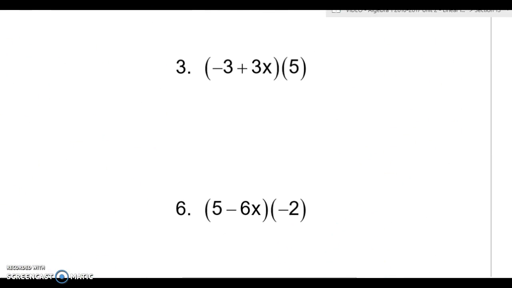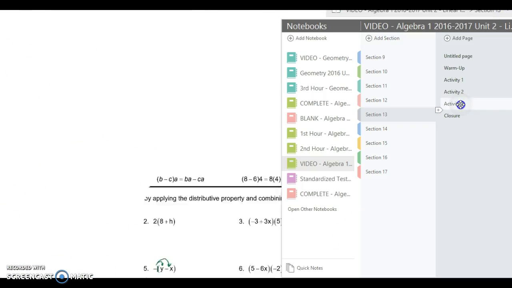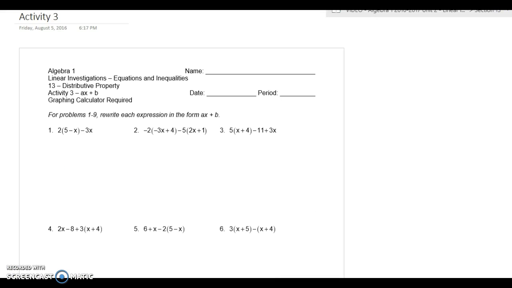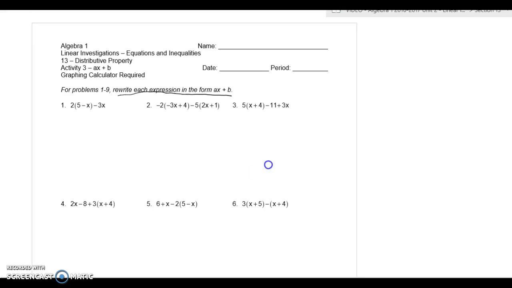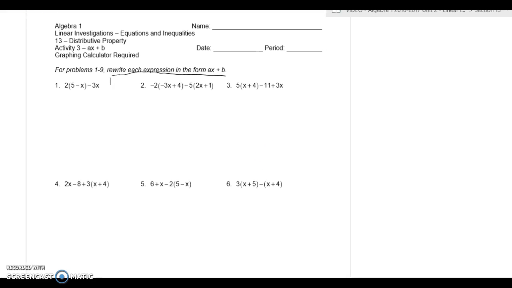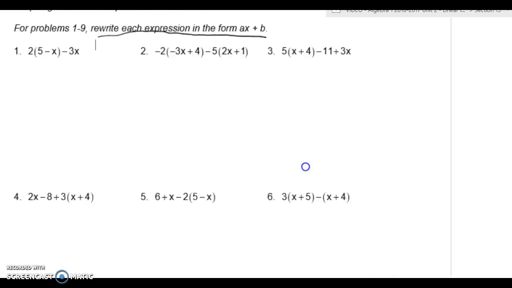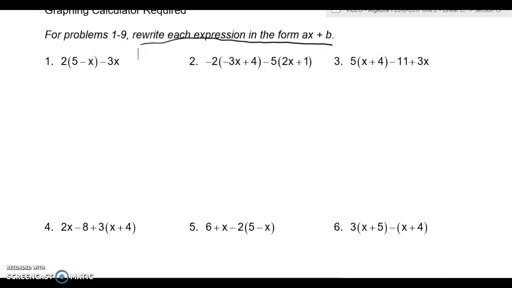So in activity 3, we're going to be doing much of the same thing, except one little extra piece: rewrite the expression in the form ax plus b. Essentially what we're saying here is we want to rewrite this so that we have our x term first and then our number part after that. So let's just grab a couple of these problems and work through them real quick here.